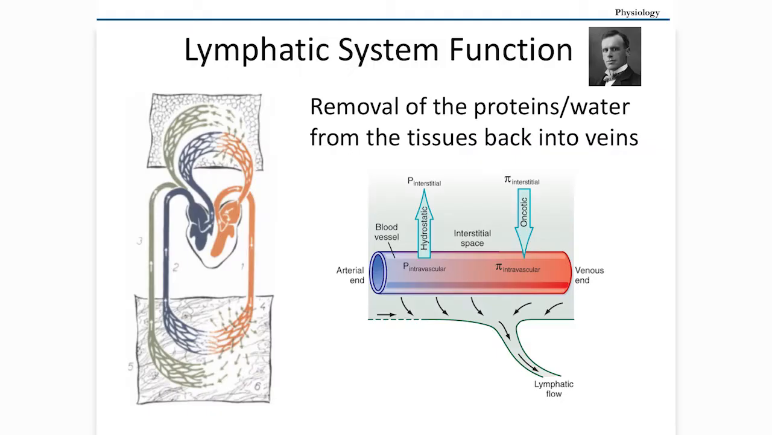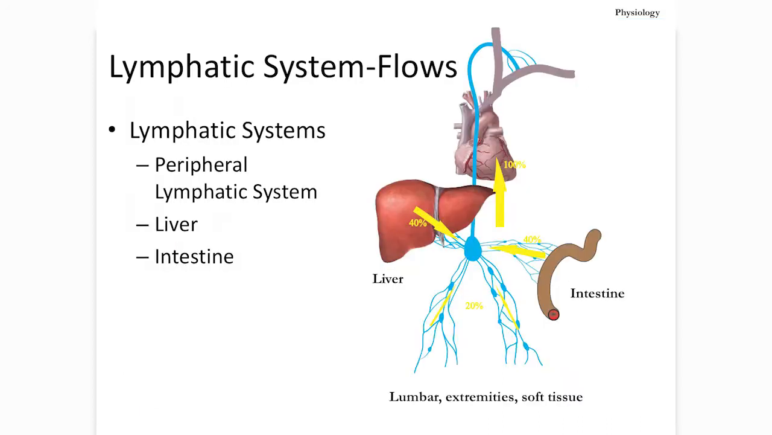So we'll start with lymphatic system function. There was a genius over 100 years ago, Dr. Starling, who understood how the lymphatic system works, how lymph is generated. He came up with the concept that lymph is generated based on a balance of hydrostatic and oncotic pressure. The main function of the lymphatic system, besides immune, is to remove the residual fluid and proteins from the soft tissue and deliver it back into the venous circulation.